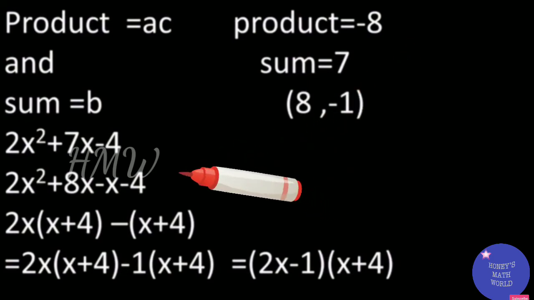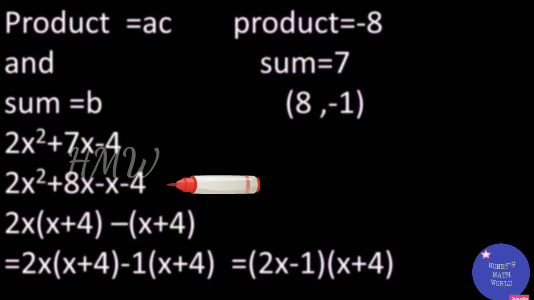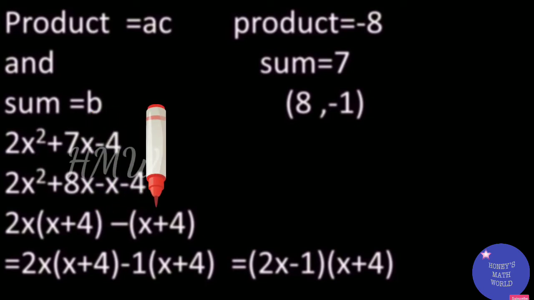Now the next step is to rewrite the middle term, that is 7x, using these two terms. That is, you have to write 7x as 8x minus x. So you get 2x square plus 8x minus x minus 4. Factor the first two and the last two terms separately. That means for the first two terms, the common factor is 2x. So 2x into (x plus 4).